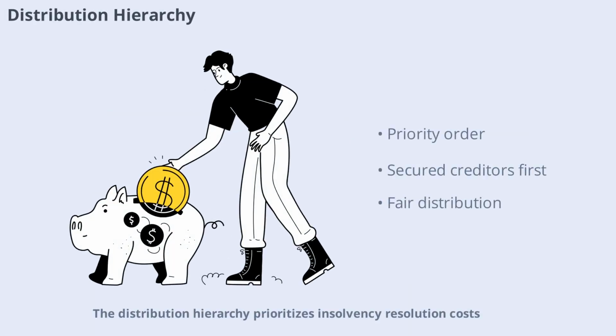Distribution hierarchy prioritizes insolvency resolution costs, secured creditors, dues to workers and employees, unsecured creditors, government dues, priority shareholders, and equity shareholders. This ensures that those with the greatest risk and investment are compensated first, maintaining fairness and transparency in the process.